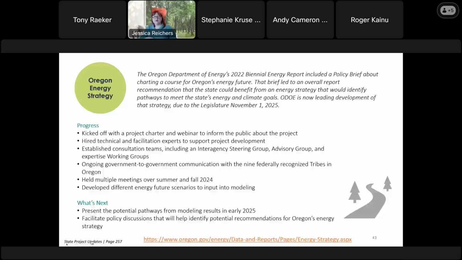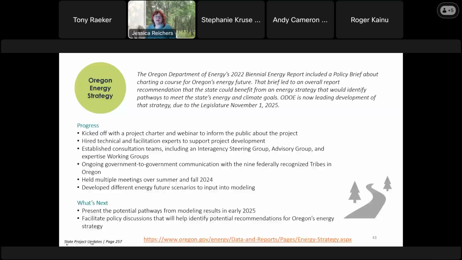The Oregon legislature agreed with our recommendation and in 2023 passed a bill directing Odo to develop a state energy strategy. The report is being developed in consultation with federally recognized tribes, relevant state agencies, and a lot of different kinds of interested parties. It will further build on state laws, policies, and targets regarding energy and greenhouse gas emissions, existing energy and integrated resource plans, and energy-related studies and data analysis.